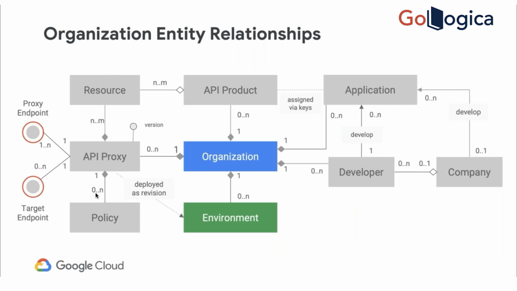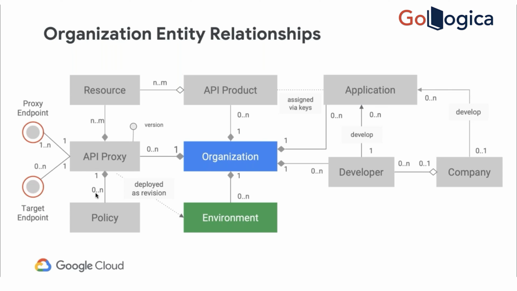This is a diagram which outlines the entity relationship for the organization. You can see the organization is one everywhere. In a single organization, you can have API products, environments, developers, apps, proxies, and all those things. You can see it is 0 to n, so you have the option of not having an API proxy. It starts with 0, but then you can have one.